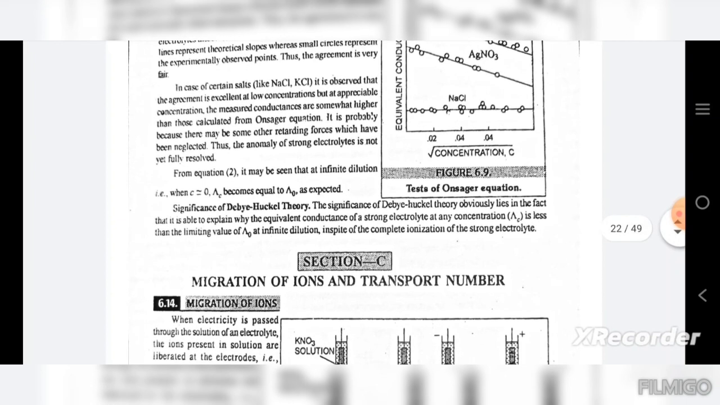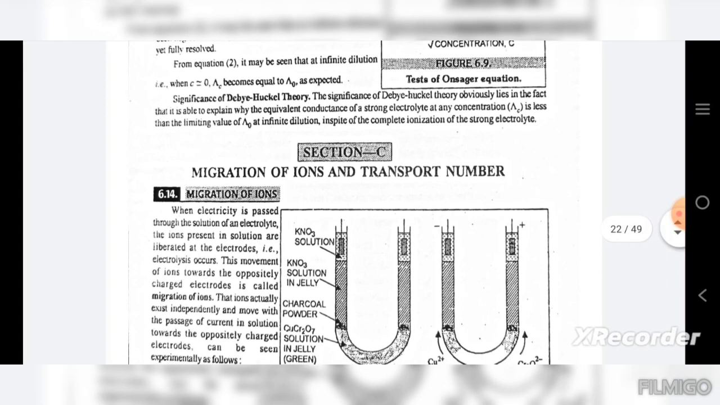In case of certain salts like NaCl, KCl, it is observed that the agreement is excellent at low concentrations, but at appreciable concentration, the measured conductances are somewhat higher than those calculated from the Onsager equation. It is probably because there may be some other retarding forces which have been neglected. Thus, the anomaly of the strong electrolytes is not yet fully resolved. From equation 2, it may be seen at infinite dilution. Significance of Debye-Huckel theory.